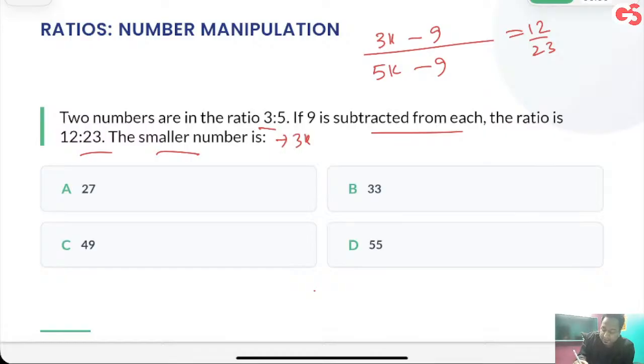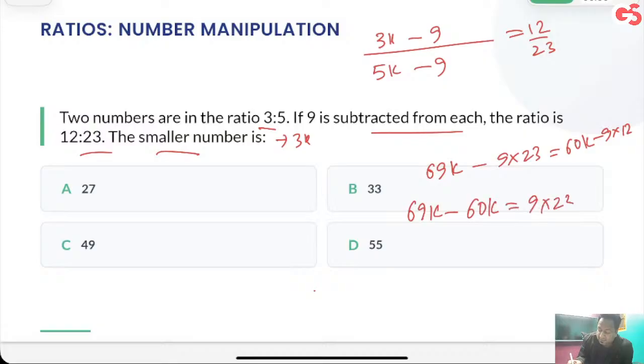Let's cross multiply. 69K minus 9 into 23. I'm not multiplying, no need to be smart here. 60K minus 9 into 12 is what we have. So 69K minus 60K would be equal to 9 into 23 minus 9 into 12. So I get 9K as 9 times 23 minus 12.